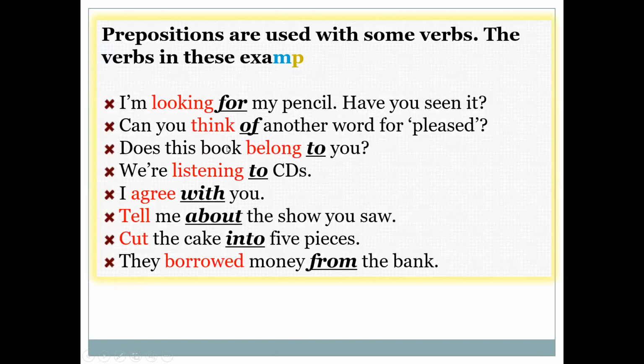Okay, here there are some verbs, prepositions used with verbs. Again, the verbs are in color. I'm looking, what am I doing? Looking, so verb. I'm looking for my pencil. Have you seen it? Can you think of another word for pleased? Think, can you think of? Of is the preposition here.